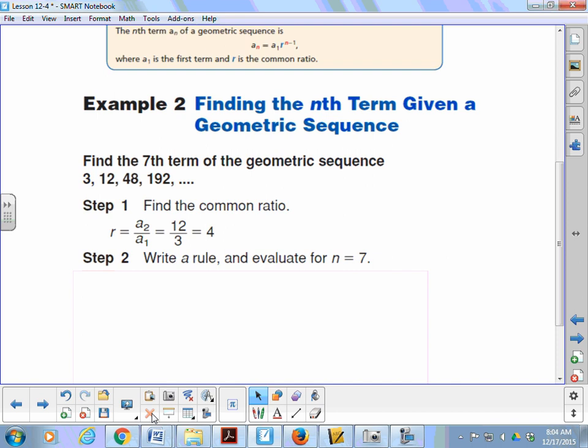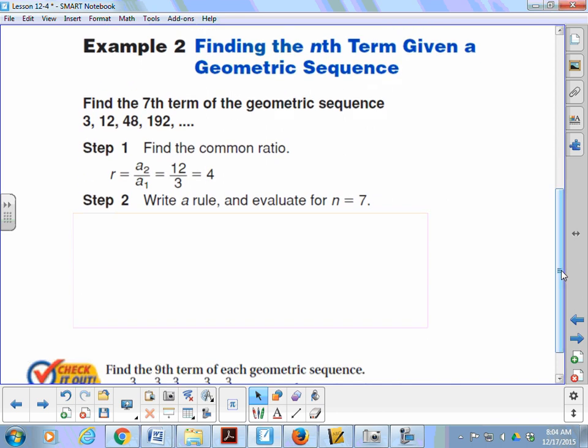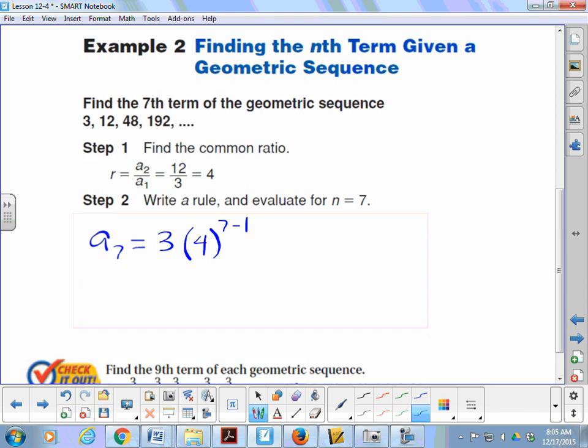Or if we want to use the formula, so a sub 7 would be equal to 3 times 4 to the 7 minus 1 power. A sub 1 times the common ratio raised to the n minus 1 power. So either way you do it, and it's up to you, I don't care. We get what, Jordan? 288? Okay.